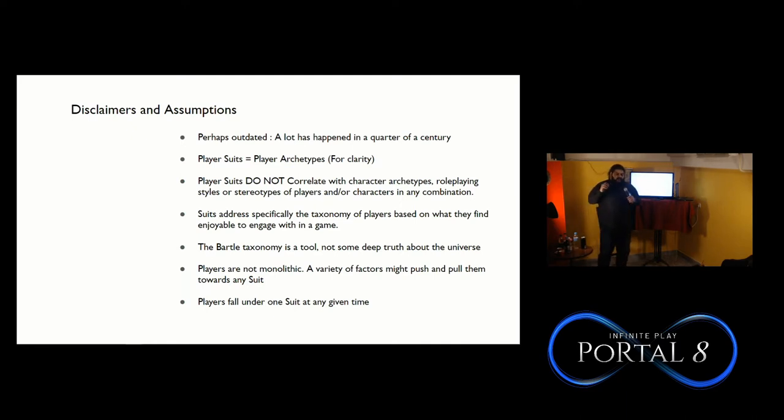Also, players might have characteristics from different suits, but they are identified as only being one suit at a time. So they may be very close to the boundary with another suit, but for simplicity, we consider them to be only one suit. Over time, somebody who started out as an achiever might drift and become an explorer because his interests changed, his personality changed, maybe the game has changed to a certain degree and is pushing him that way, and he still tries to find enjoyment out of the game, which makes him change tactics.